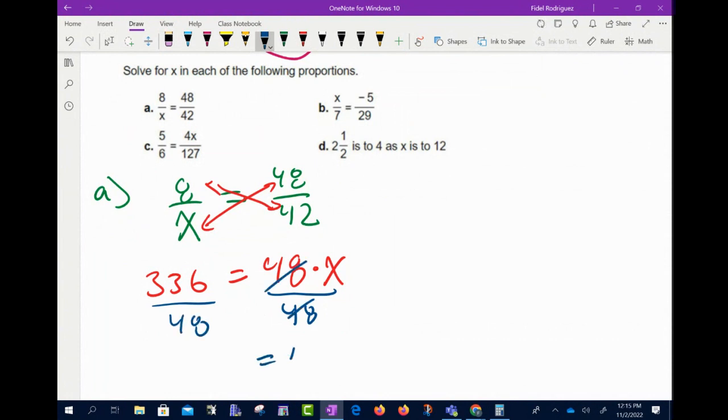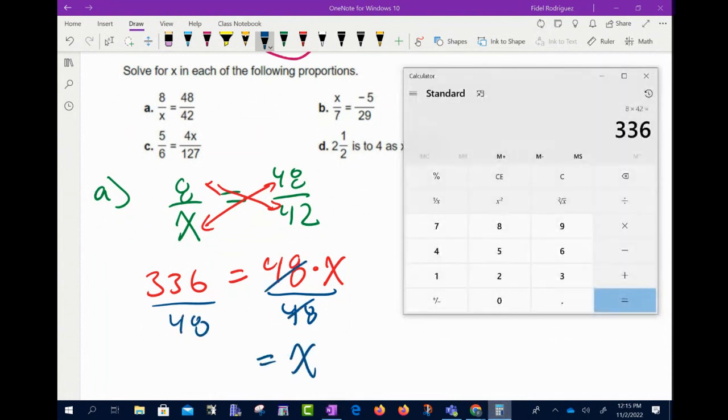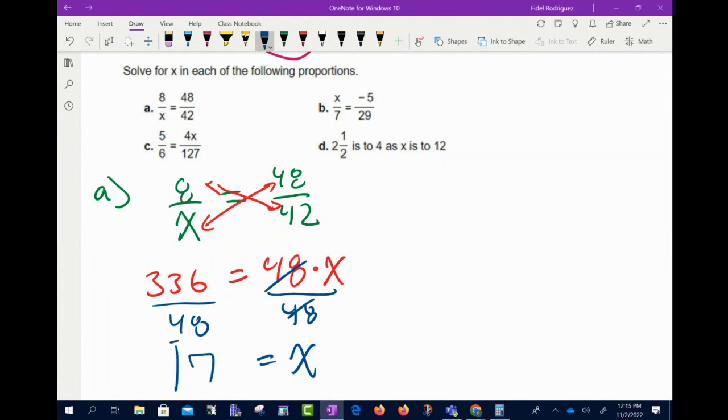Okay. And I would take my calculator and I'd say, look, what's 336 divided by 48? And we'd end up with 7, right? But again, this would be my approach. This is how I would walk a 6th grader through this kind of lesson, okay? And then we'd say, okay, look, guys, let's do this again.